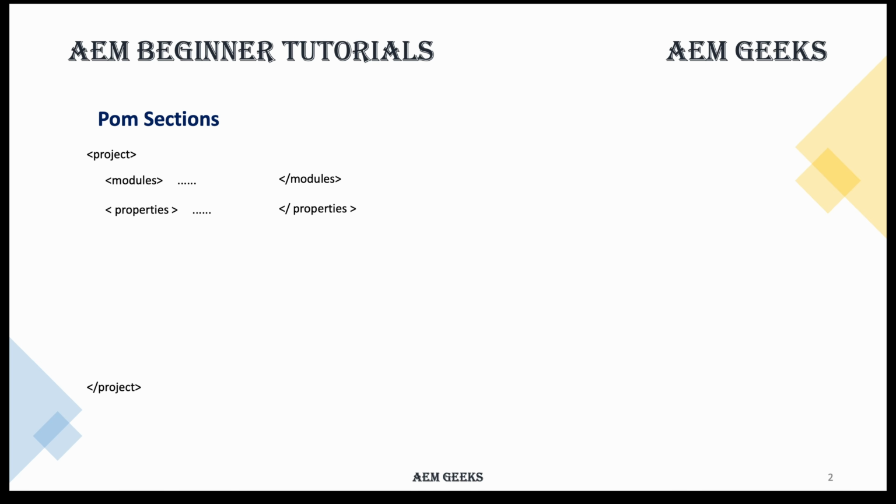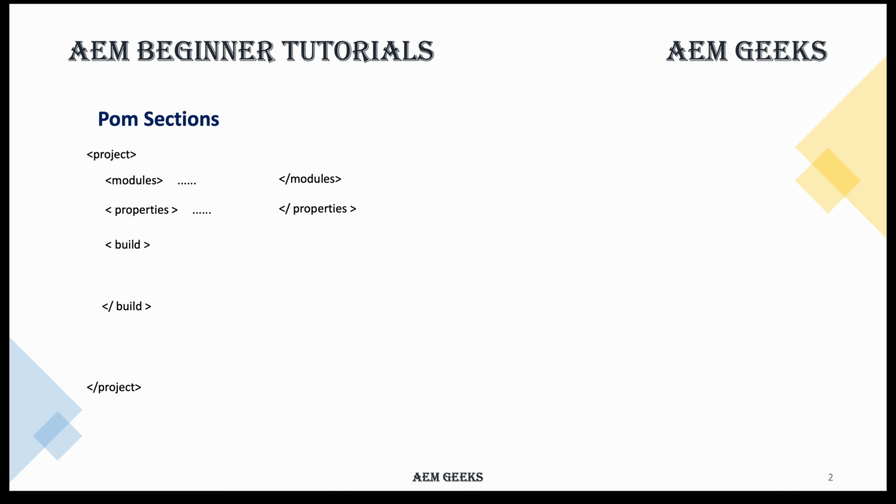Now the properties. You can assume these properties as a global variable for your entire project, meaning whatever properties you define here, you can use those properties in any module, in the entire project, as an expression. I'll show you in the demo. Now this build section, I'll talk about it.